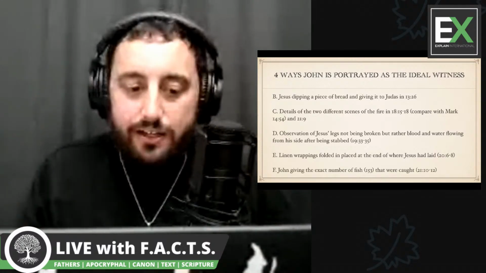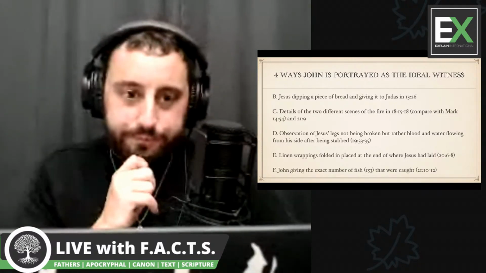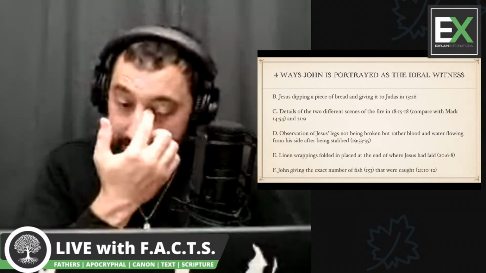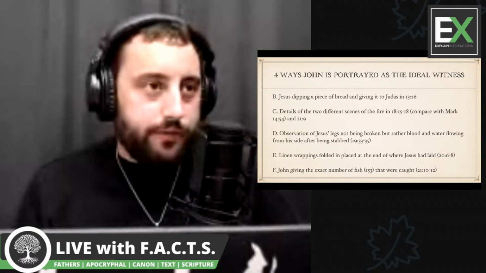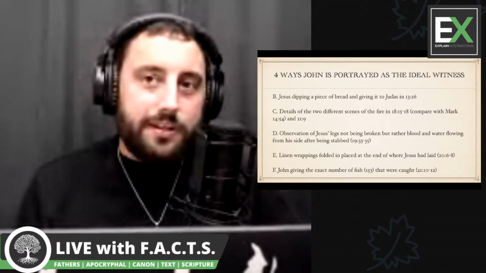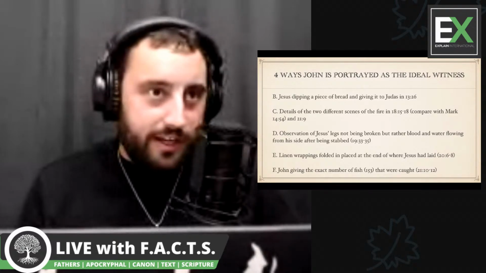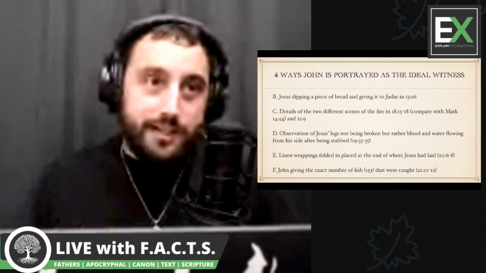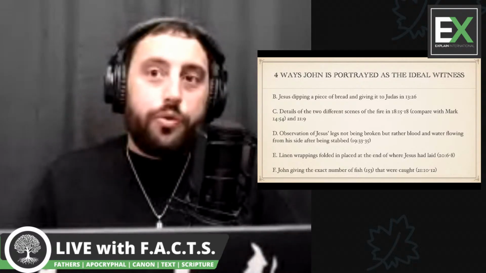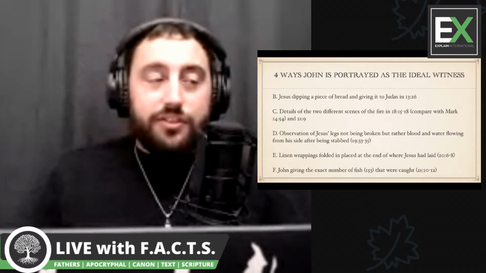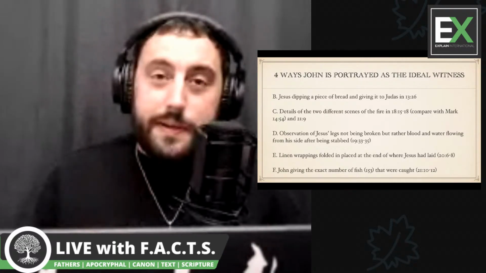It's consistent all through. Another example, John giving the exact number of fish that were caught in chapter 21, verse 10 through 12. Now, remember, John's a fisherman. He would have been very interested in how many you catch, because how many you catch dictates how much you get paid. And so they would count fish. Obviously, he was one of the designated fish counters because he remembered the number.